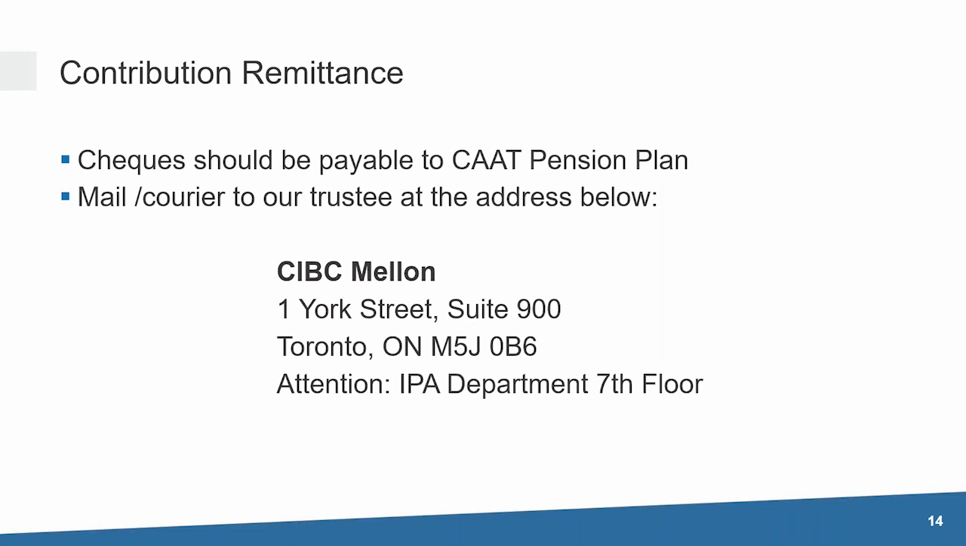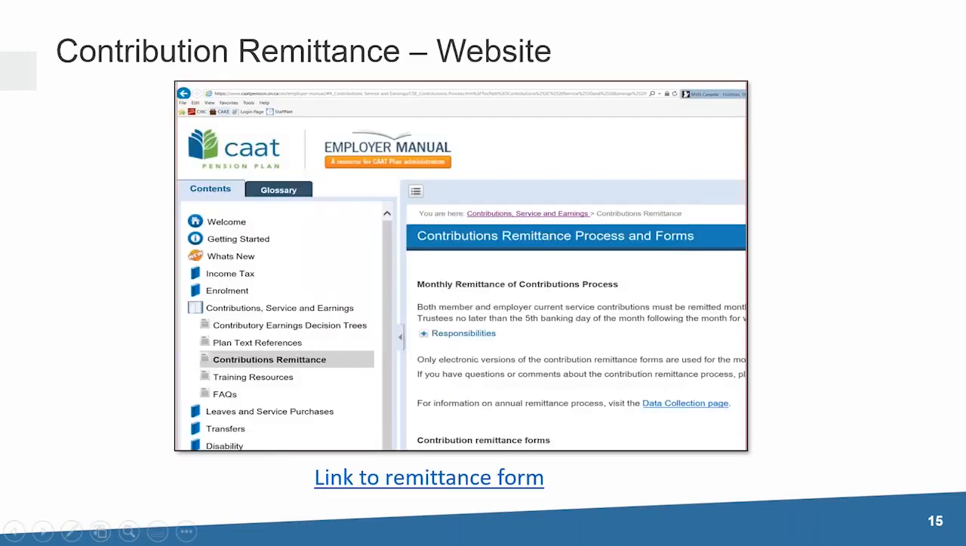Where you can find this information is in the contribution remittance subsection of the contribution service and earning section of the manual. This slide summarizes where you can see the contribution remittance process information on our website. Again, it is within our employer manual. It is also located in the contribution remittance subsection of the contribution service and earning section of the manual.